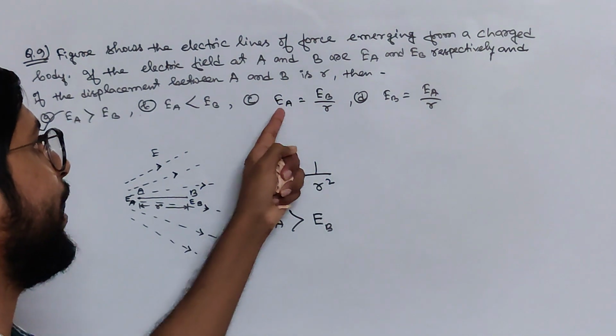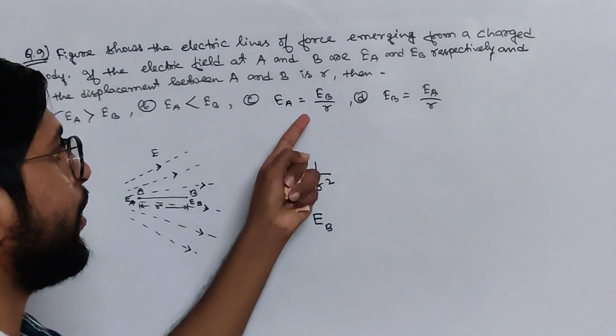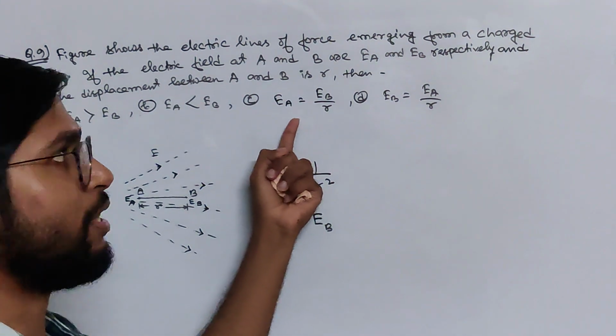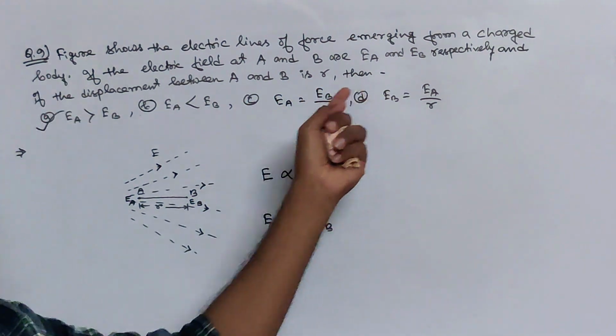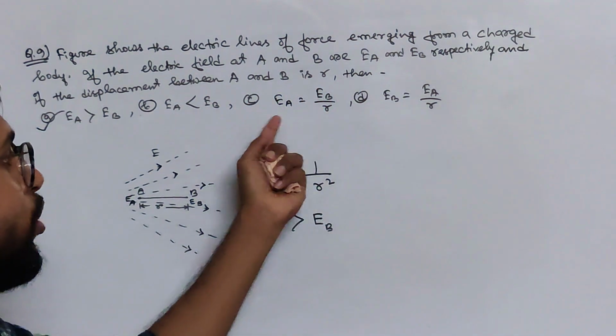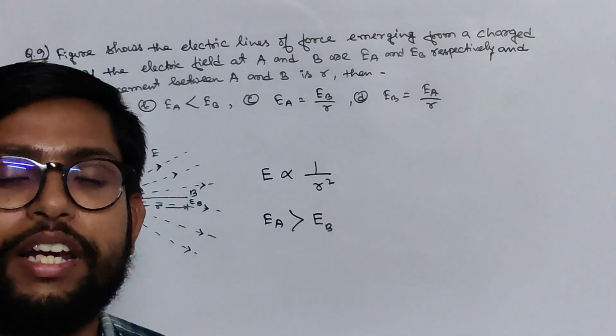dimensionally, if you see EA equals EB by R, it is not possible, right? Because EA and EB have the same dimension, but R has a different dimension. So EA into R will have a different dimension than EB. So these two options are neglected. These two options are not correct dimensionally. Okay. Next, let's move to the next question.